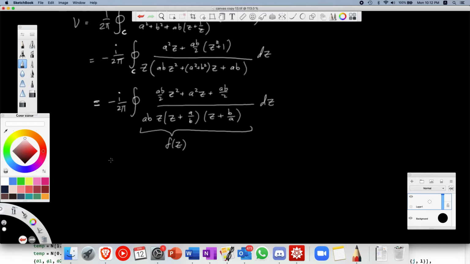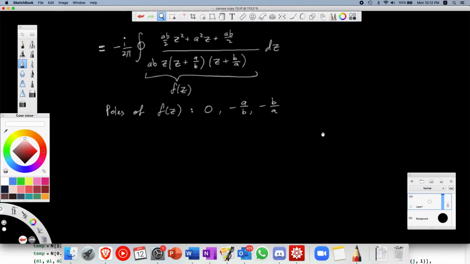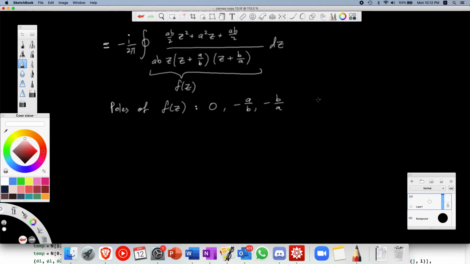So what do you notice? We realize the poles of f of z: there are 3 poles, and they are simple poles. They are 0, minus a over b, and minus b over a. So what do we see over here? We have the complex plane. There are some poles. If this is the 0 pole, then this is our contour C that we're going to integrate over.